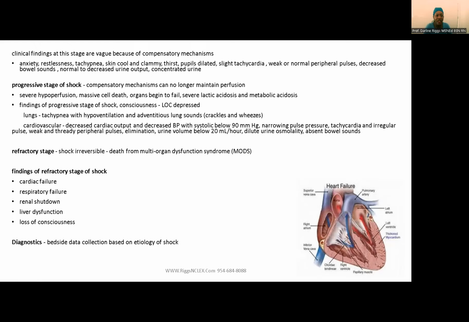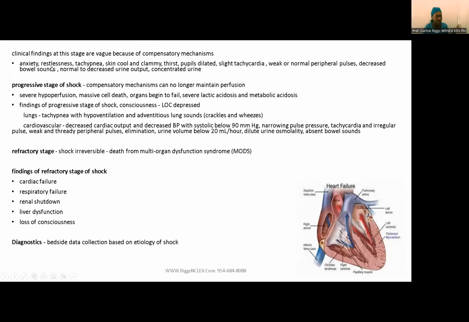Okay. So now let's talk about how these clients will present. What are the clinical findings? That's what you need to spend some time on because these clients are described to us. Clinical findings at this stage are vague because of the compensatory mechanism. The body's shutting down, but the defense mechanism is coming in to undo a lot of what we're seeing, as the client's blood pressure goes up. You see a lot of different systems kick in to bring that blood pressure back up.